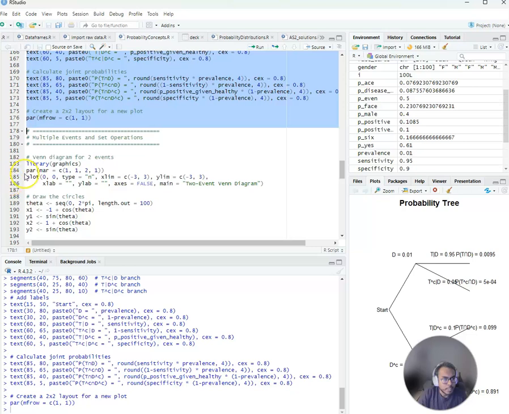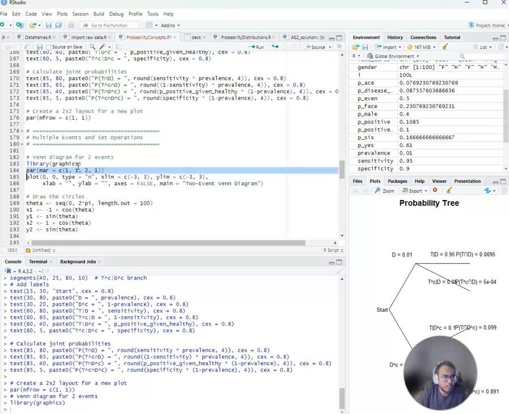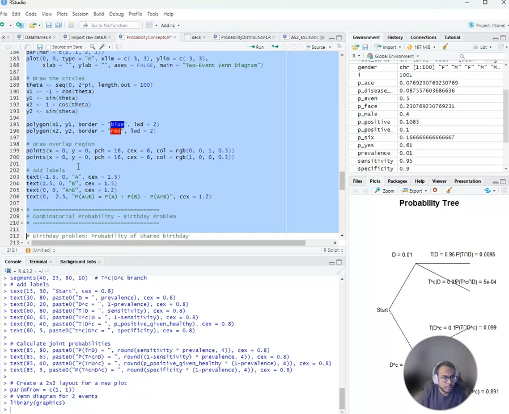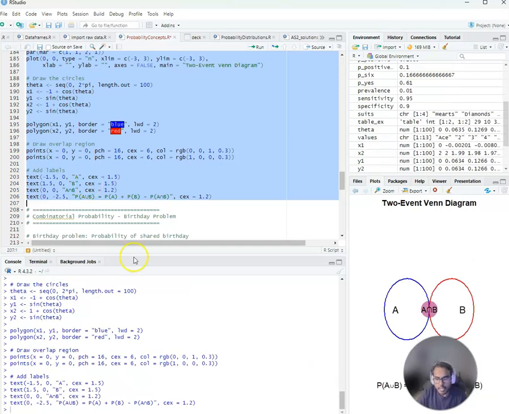Then we have multiple events and set operations. For this, we need the graphics library, so make sure you have this package installed before you load it. Once it's loaded, I'm going to write a bunch of lines that will do this for me. And this is what it looks like. The blue line is the total probability of A. The red line is the total probability of B. And this shaded area over here captures the overlapping section.